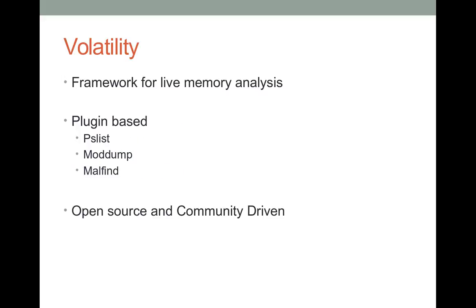As we all know, Volatility is a framework for live memory analysis. You can take a dump of the live memory of a system, and then you can perform different kinds of analysis on it with Volatility. Volatility is plugin based, so you use different plugins like PsList, ModDump, or MalFind to look for different things and artifacts on the system. For example, PsList looks for all the processes that are running in the live memory.